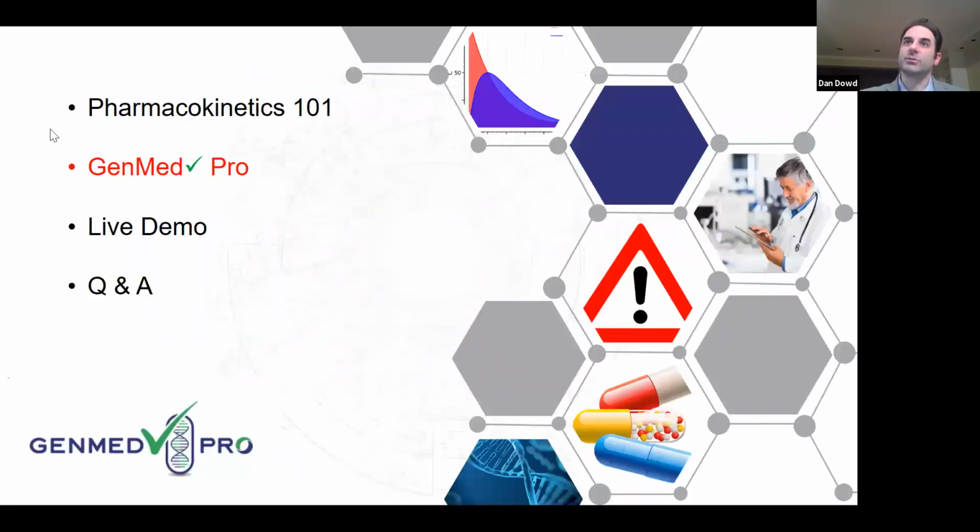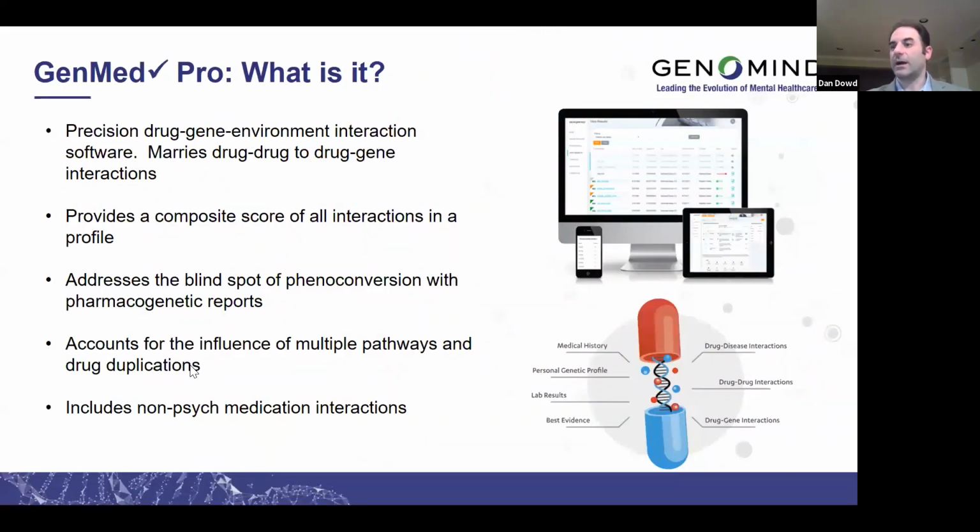That brings us to the tool that we built and enhanced over the last couple of weeks, which is known as GenMed Pro. Okay, what is it? Again, I'm going to briefly tell you what it is, and then I'd rather show than tell. It is precision drug-gene interaction software. It marries your drug-drug interactions to your drug-gene interactions to demystify some of these complicated interactions. It provides a composite score of all interactions in a patient's profile.